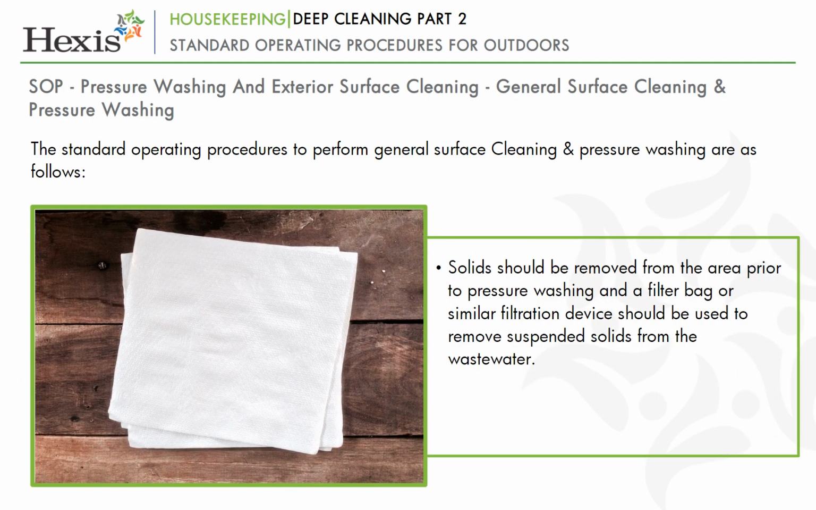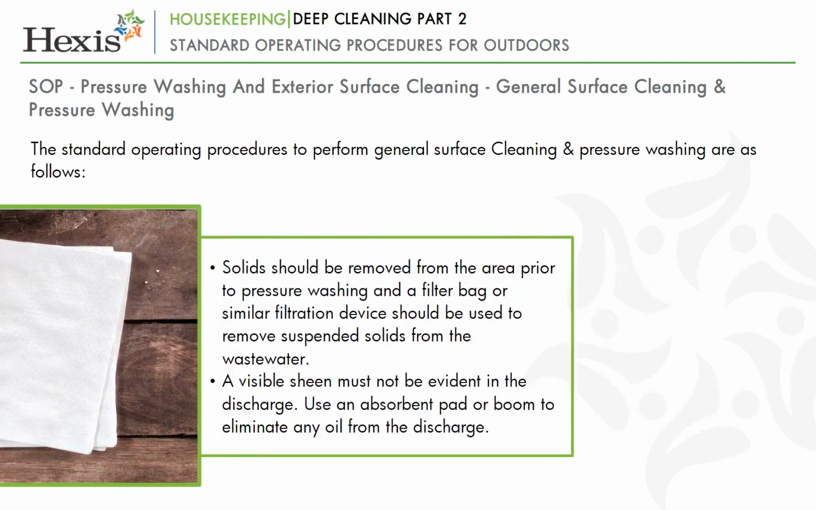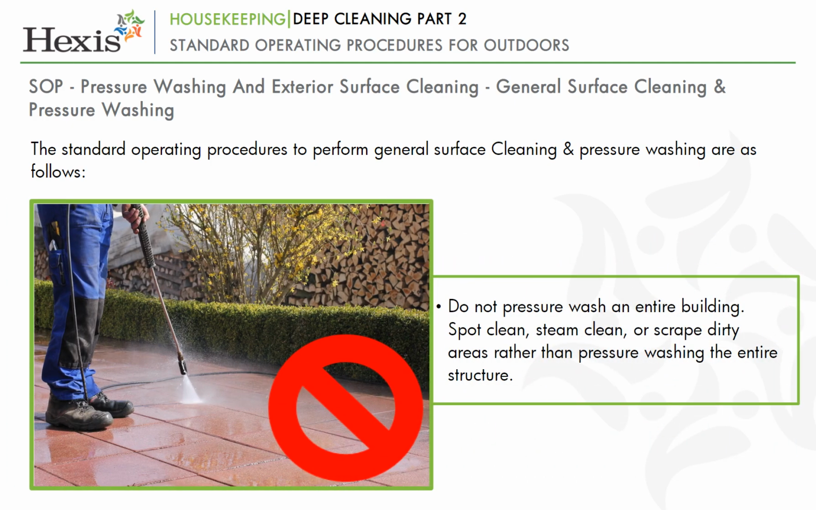Solids should be removed from the area prior to pressure washing, and a filter bag or similar filtration device should be used to remove suspended solids from the wastewater. A visible sheen must not be evident in the discharge. Use an absorbent pad or boom to eliminate any oil from the discharge. Do not pressure wash an entire building. Spot clean, steam clean, or scrape dirty areas rather than pressure washing the entire structure.